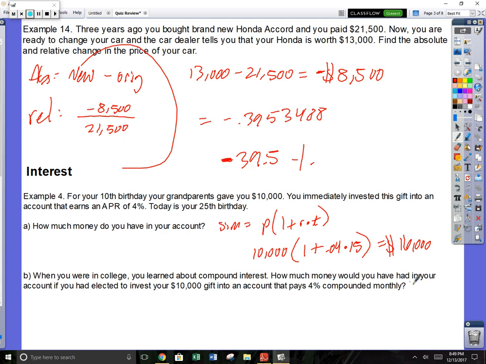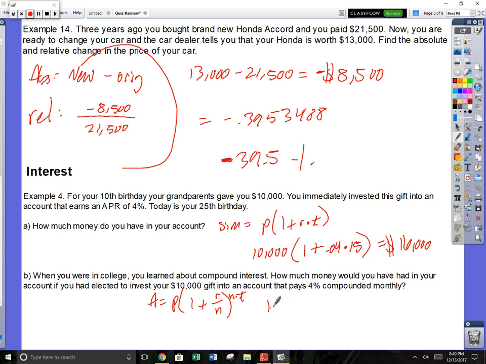Okay, when you're in college, you learned about compound interest. How much money would you have had in your account if you had elected to invest your 10 grand into an account that pays 4% compounded monthly? Okay, now that's a whole different formula. So your compound formula, the amount of money in the bank is going to be P times 1 plus the rate divided by N, to the power N times T for your exponents.